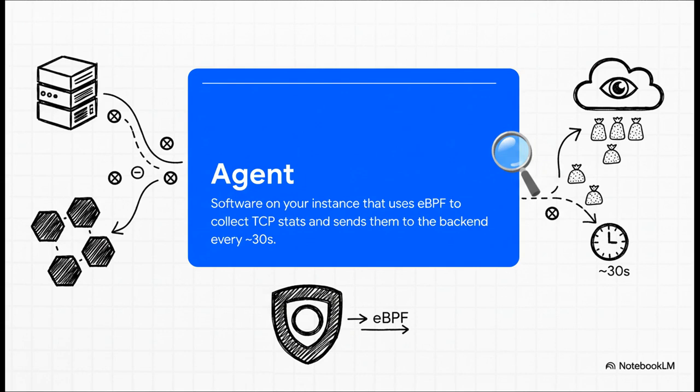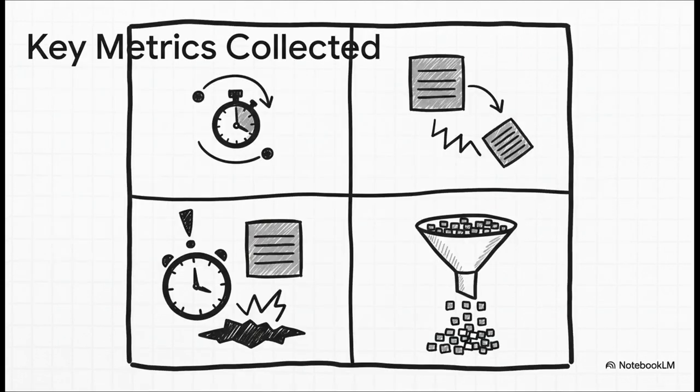Now, the really cool part is how it gets its information. It uses a modern Linux technology called eBPF, which lets it safely watch network stats right from the kernel. This is super efficient, but more importantly, and this is crucial, it does all this without ever looking at the actual data in your network packets. Your data stays completely private. Then, it just bundles up those stats and sends them off to CloudWatch every 30 seconds or so. And what kind of stats are we talking about here? It's the absolute essentials for network health.